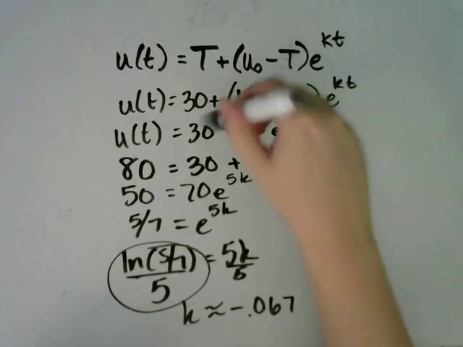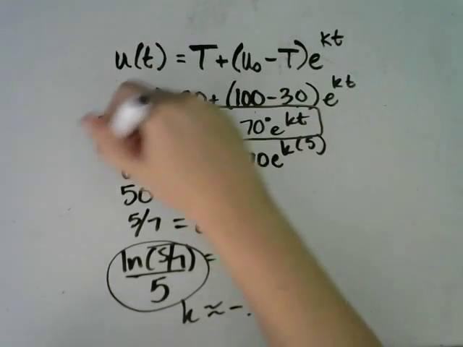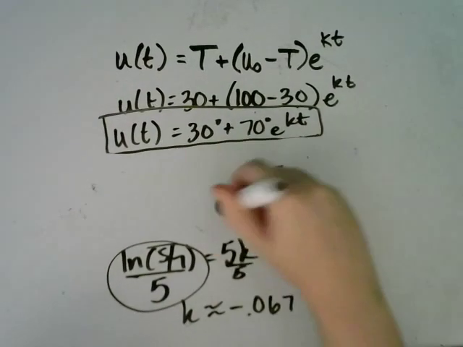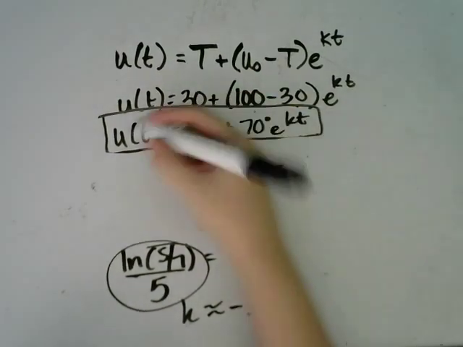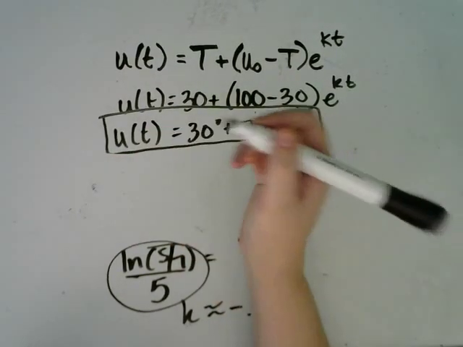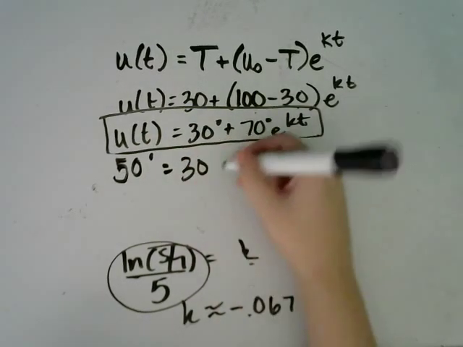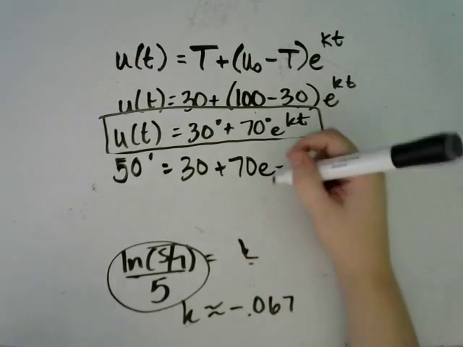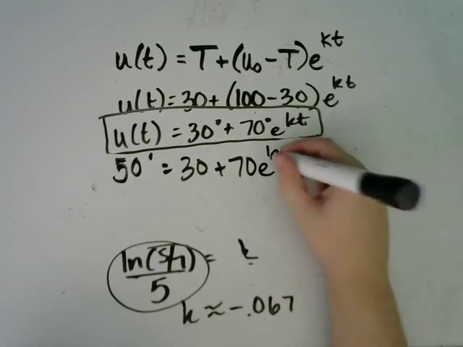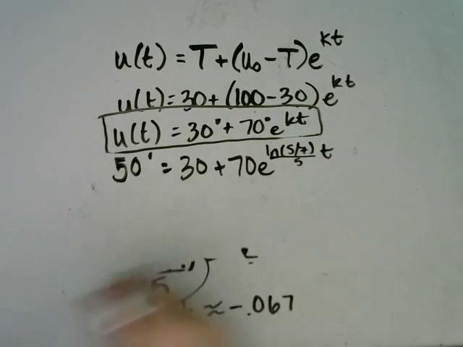So my original is here, and I'm going to erase everything after this point. Now I want to know how long or when the temperature will reach 50 degrees. But I now know the rate is ln of 5/7 over 5. Let's solve for t again.